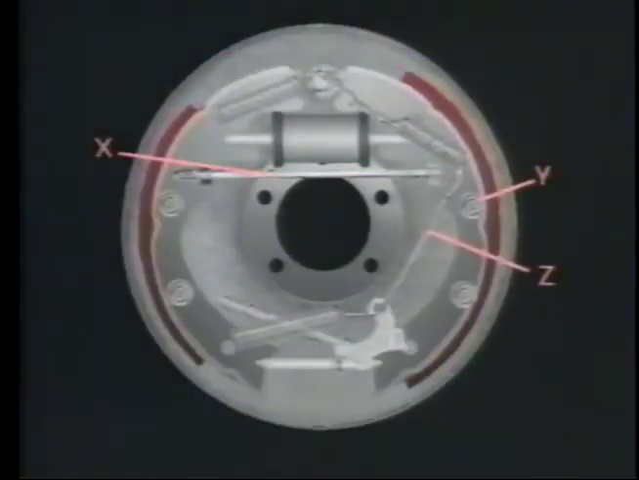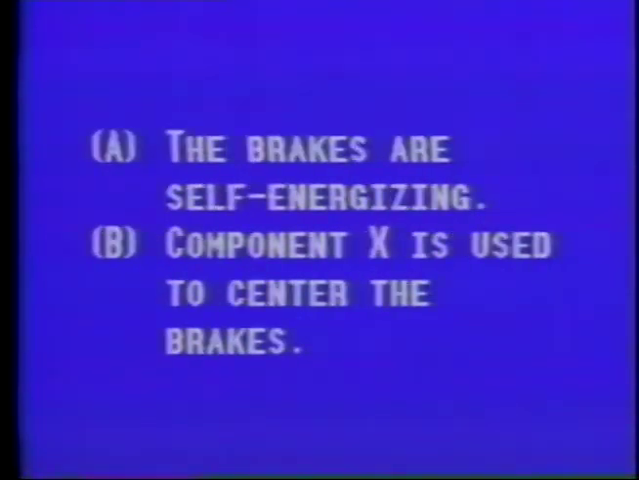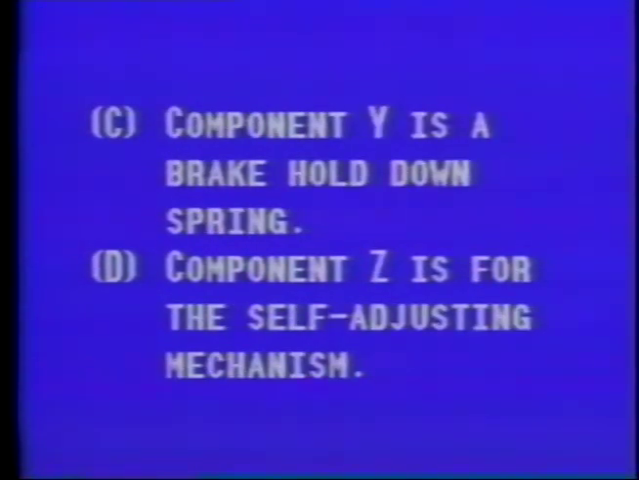For this question, refer to the corresponding graphic on your mini-test. Referring to the illustration shown, all of the statements are true except A, the brakes are self-energizing. B, Component X is used to center the brakes. C, Component Y is a brake hold-down spring. D, Component Z is for the self-adjusting mechanism.